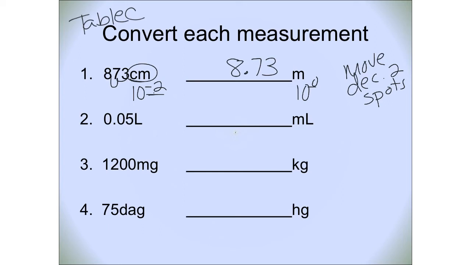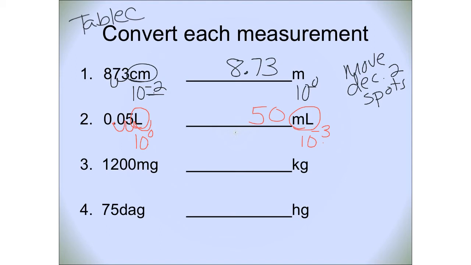Let's use this method that we just did last time. So liters, that's a base unit, so 10 to the 0. Milliliters is 10 to the negative third. So now I'm going to need to move the decimal 3 spots because the exponents differ by 3. The tricky thing is, which way do I move it? So my unit is getting smaller, 0 to negative 3. So since my unit gets smaller, my number must get bigger. So I'm going to go 3 spots over to the right. So that would give me 50 milliliters.